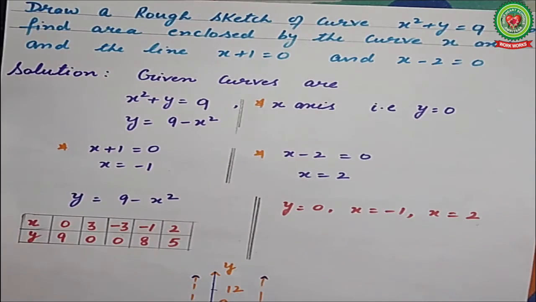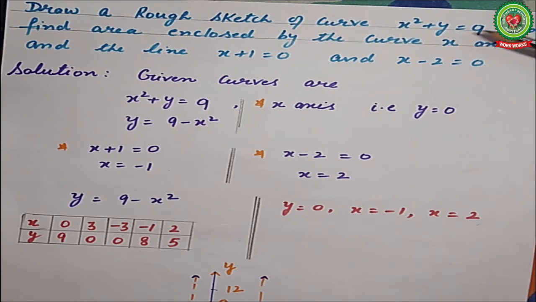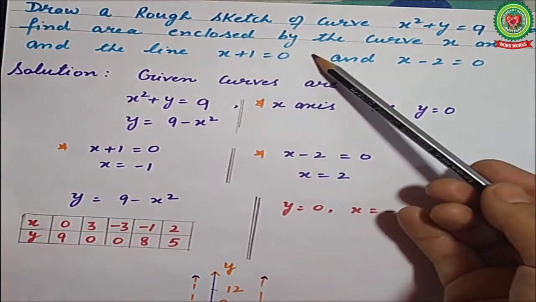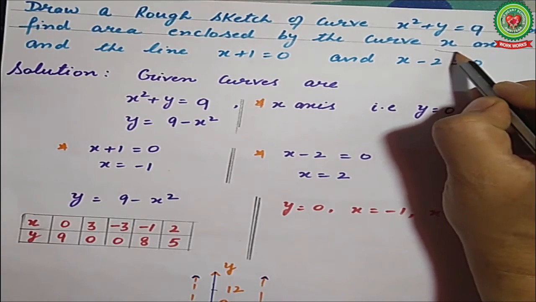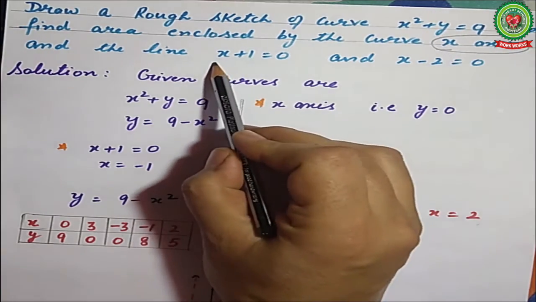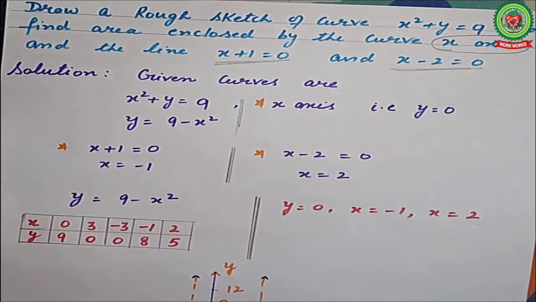I am taking one example here. Draw a rough sketch of the curve x square plus y is equal to 9 and find the area enclosed by the curve, the x-axis and the lines x plus 1 is equal to 0, x minus 2 is equal to 0.